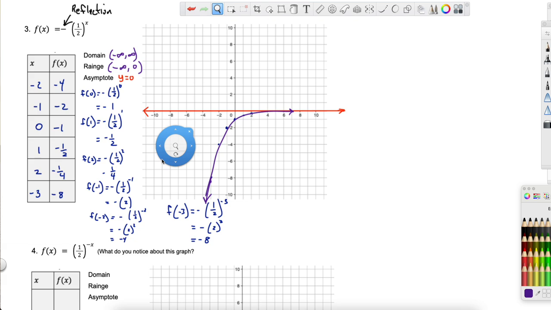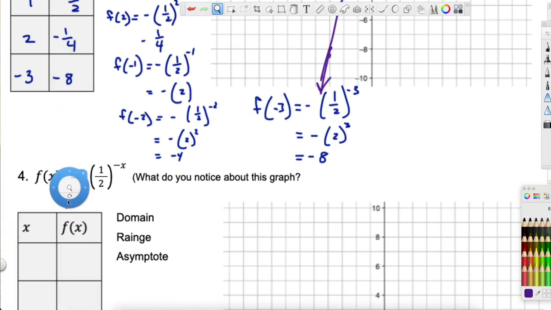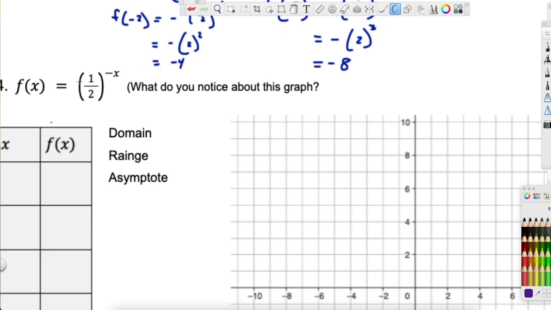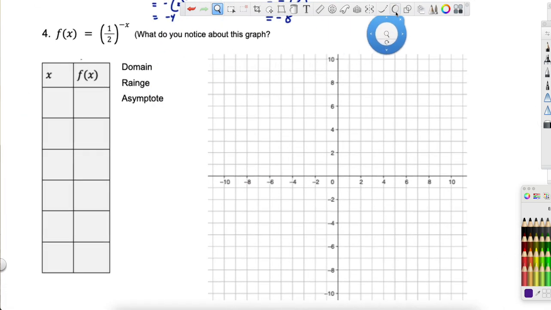Okay, so now, number 4, I am changing the negatives. I'm basically moving this negative off of in front of this part of the function and putting it in the exponent. So what's that going to do to my graph? All right, so let's do 0 again. Let's see, I'll put 0 here.